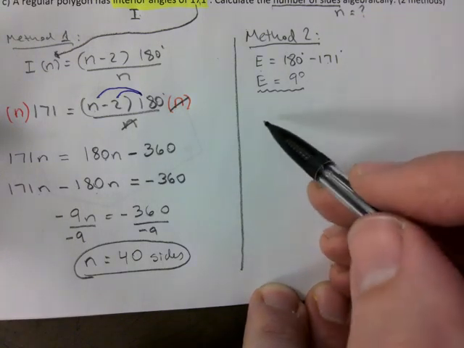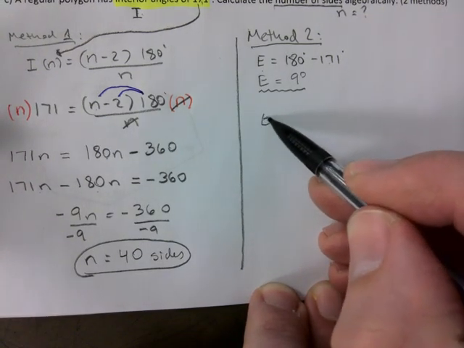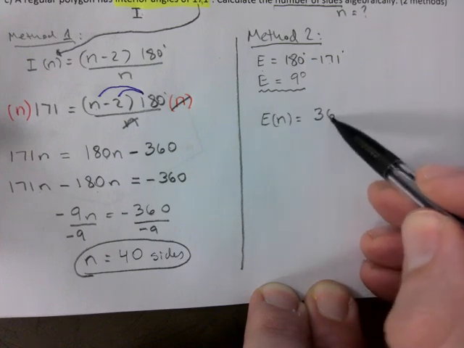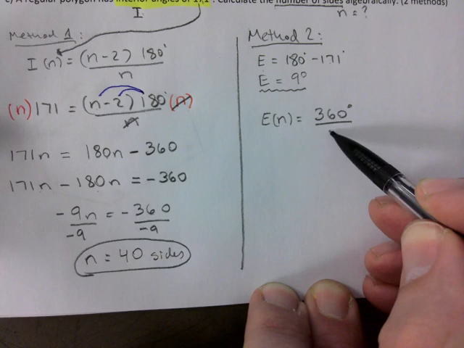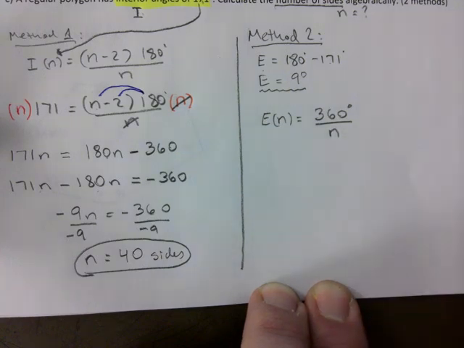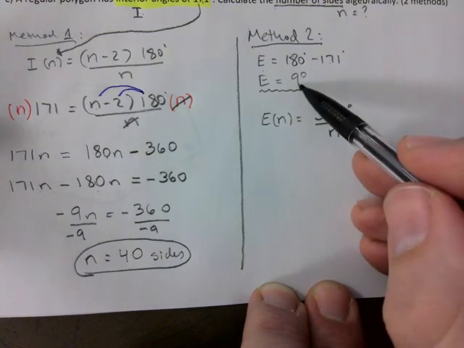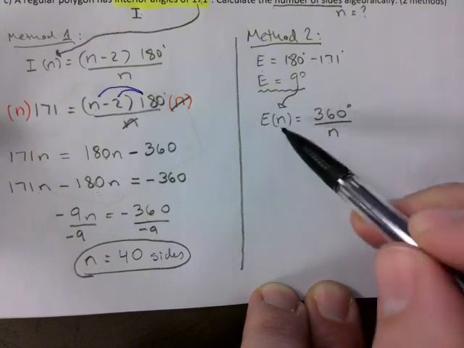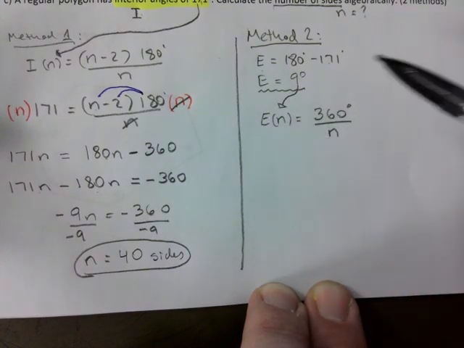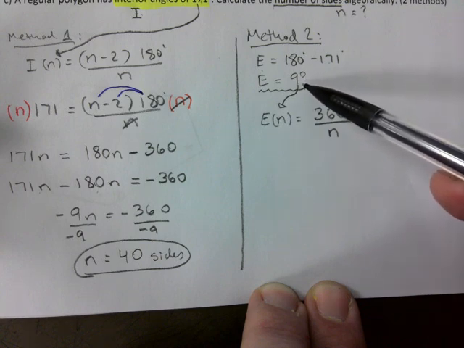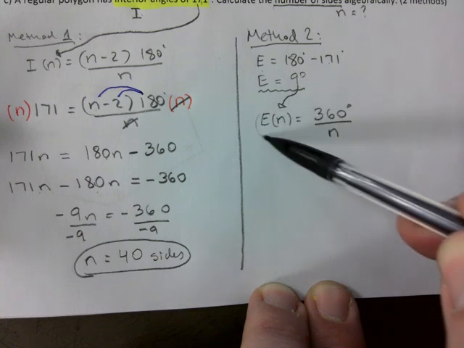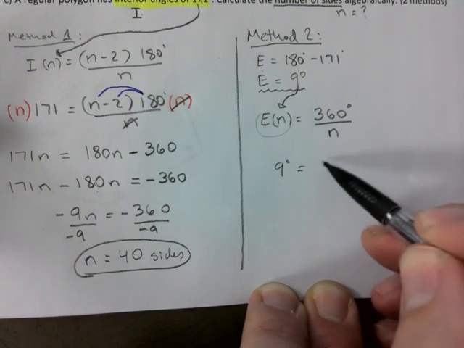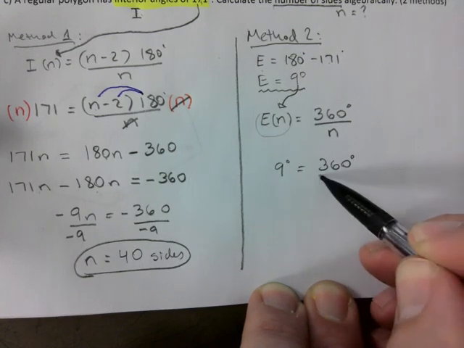Then I'm going to use this formula. The exterior angle of a polygon is 360 divided by n. And lo and behold, I just figured out that the exterior angle of this polygon I'm talking about is 9 degrees. So you substitute the 9 and replace this whole thing with 9 degrees is equal to 360 degrees over n.